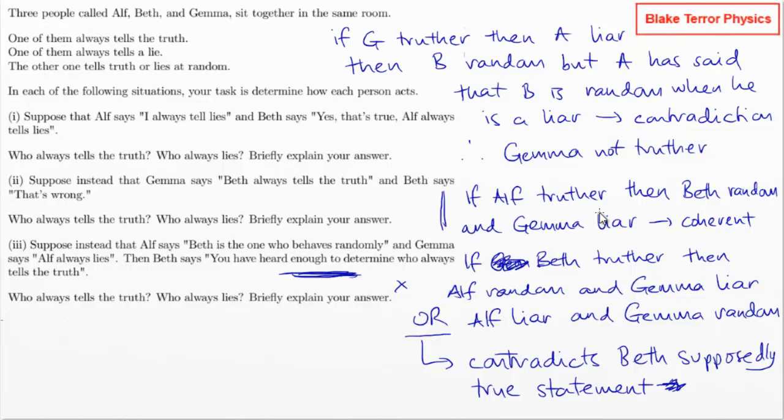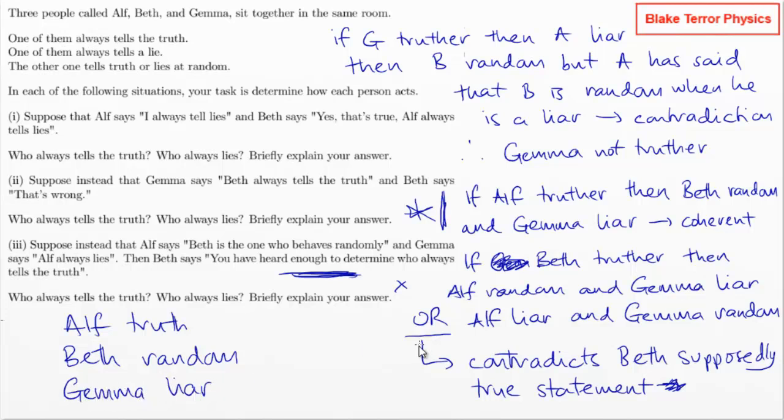It's all completely consistent. Whereas it's not consistent in the second case because Beth would not be telling the truth that we've got enough information. So it's going to have to be this option here. It's going to have to be that Alf tells the truth. It's going to have to be that Beth is at random. And it's going to have to be that Gemma is the liar. So yeah, that one is tricky because it's brought in that or option there.